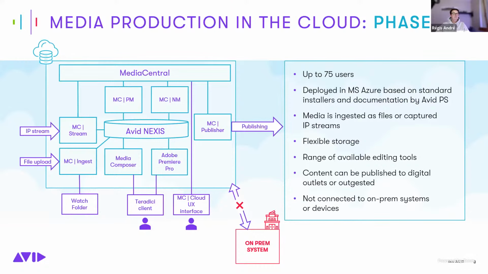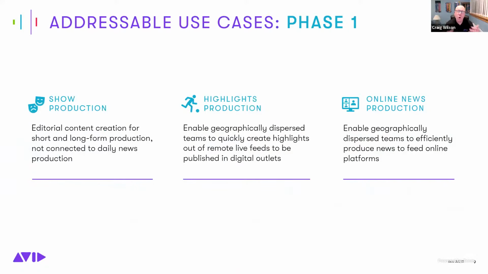Yeah, thanks a lot, Regis. So what kind of workflows is this really enabling, and what are some of the use cases that could be done with a system like this that's in the cloud? There are three different use cases that we're highlighting here: show production, highlights production, and online news production. Getting media into the cloud was seen as a barrier in the past. But with the development that we have at Avid called Media Central Stream, we're able to take streams and put them directly into a cloud-hosted environment.